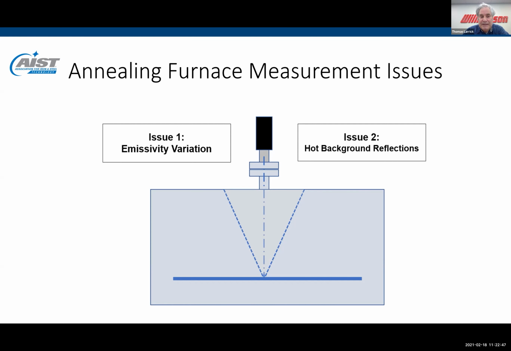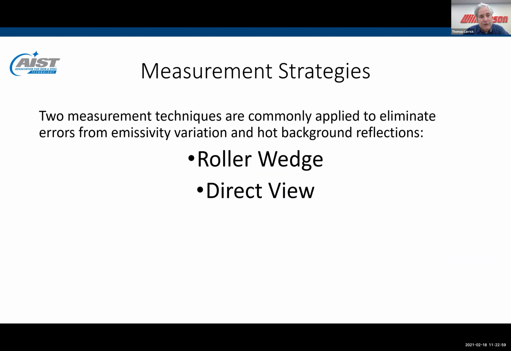So there are two different techniques that are used in order to compensate for these two different application issues: emissivity variation and hot background reflections. The first is the roller wedge measurement technique, and the second is what we call the direct view measurement technique. And we'll discuss both.